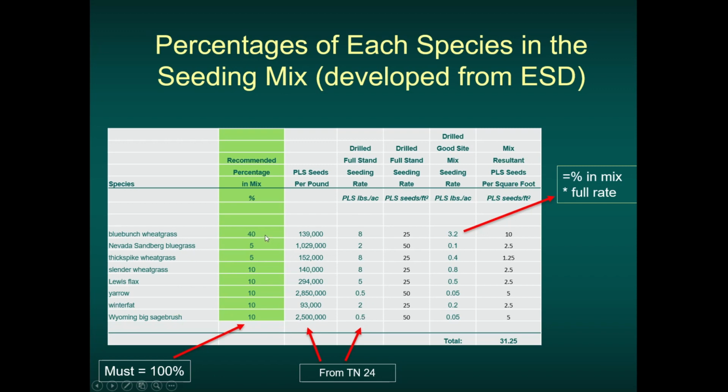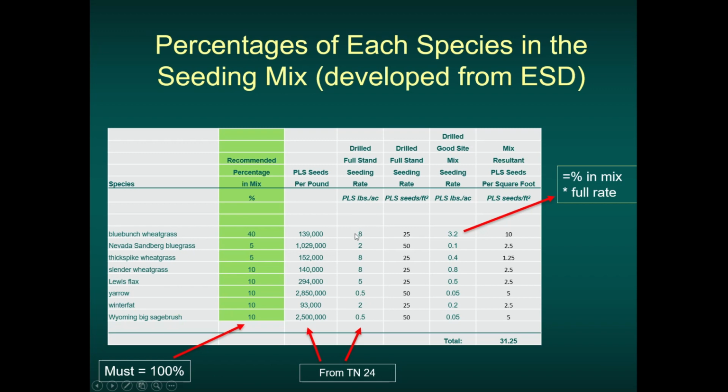So if I've got this right, we have 100% in our mix. I've included seeds per pound from Tech Note 24. You don't need these if you have these calculations already done, but I'm just going to show what this actually looks like as you go through. So these are the full stand seeding rates from Tech Note 24.